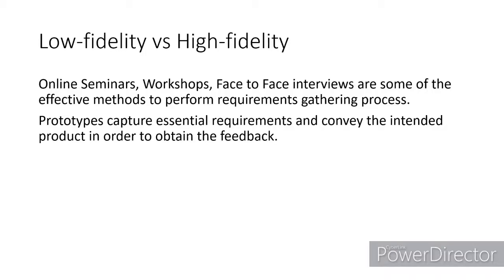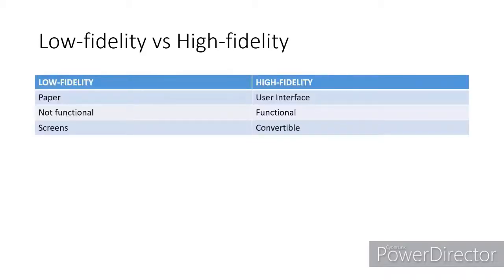Online seminars, workshops, or face-to-face interviews are some of the effective methods to perform requirements gathering. Prototypes capture essential requirements and convey the intended product in order to obtain feedback. Low fidelity and high fidelity. Low fidelity consists of paper-based prototypes. High fidelity is user interface-based prototypes. Low fidelity are non-functional prototypes, high fidelity are functional prototypes. Low fidelity prototypes are seen on screens or on boards. High fidelity prototypes are convertible prototypes that can be converted to the live version.